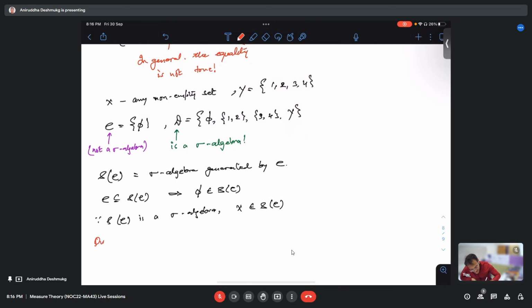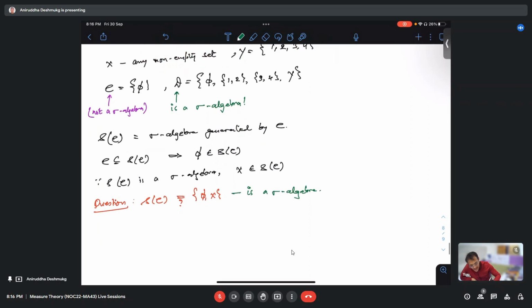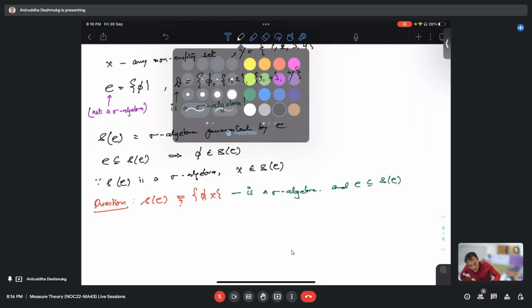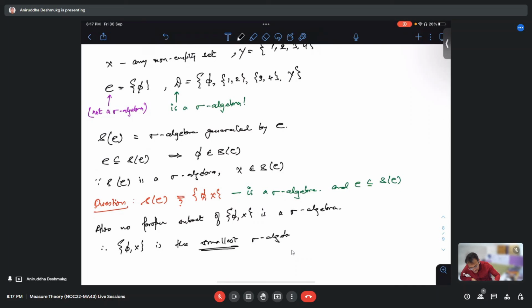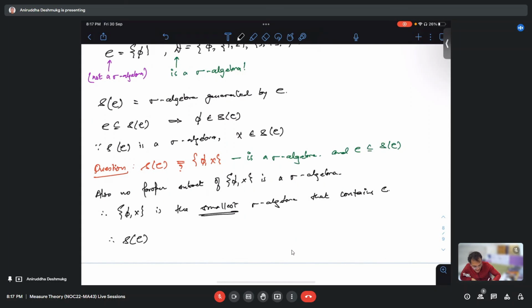So the question is whether SC is just two sets, whether this is equal to the empty set and X. This is indeed a sigma algebra. That is not a problem. We have already seen this. It is a sigma algebra and it contains C. Moreover, there is no proper sigma algebra contained inside SC which also contains C. Also, no proper subset of phi comma X is a sigma algebra. Therefore, this phi comma X is the smallest sigma algebra that contains C. Therefore, SC is equal to phi comma X.